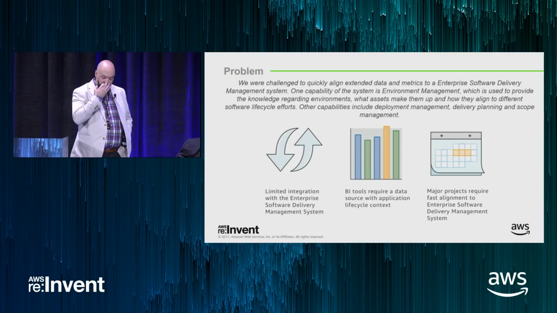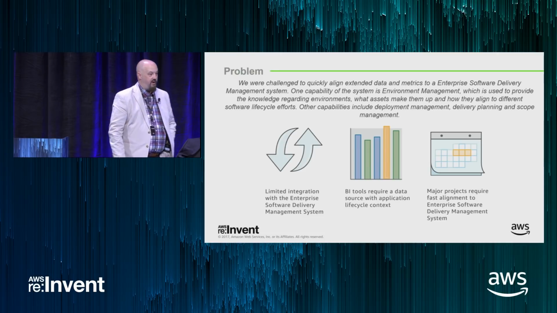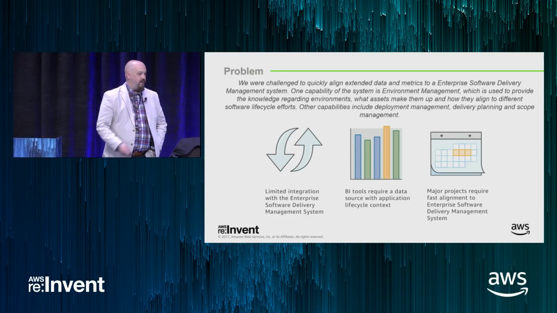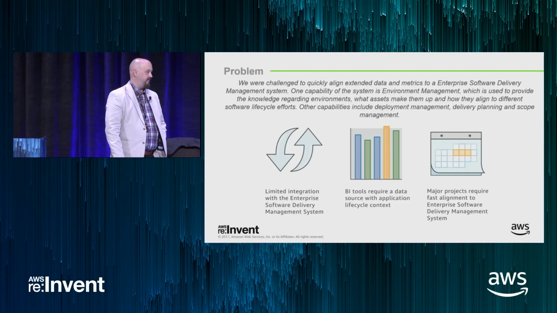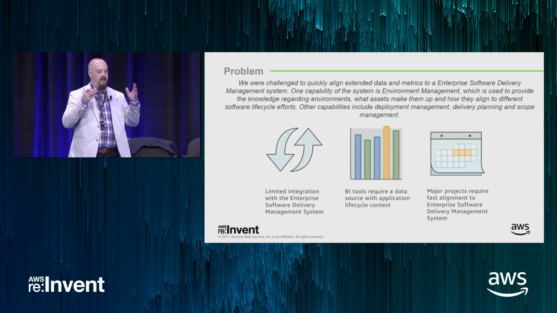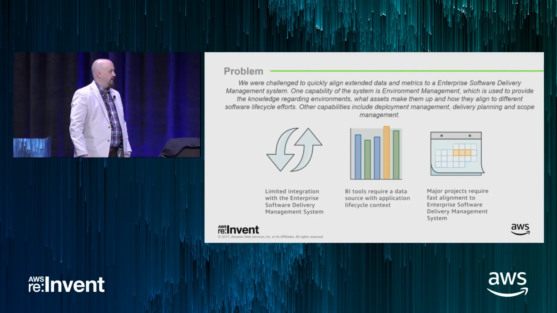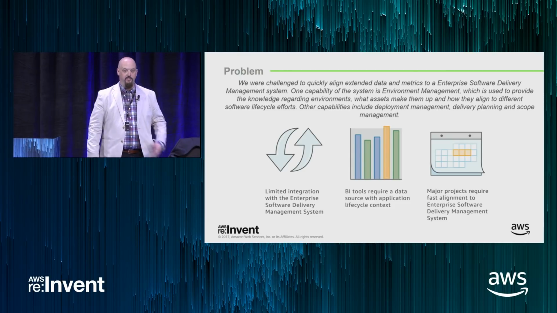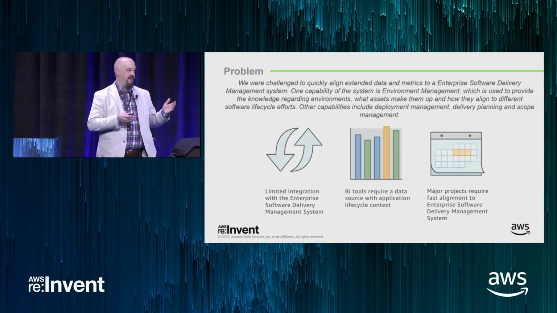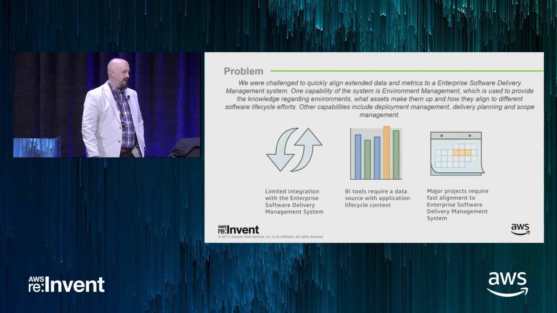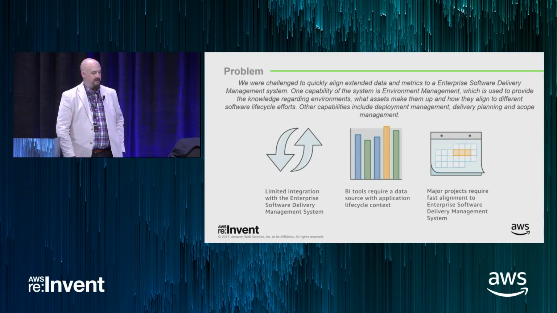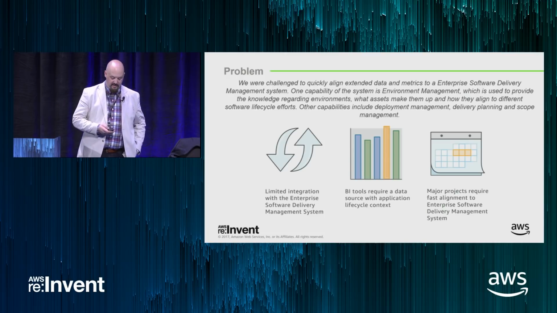Our challenge started with, we didn't have many integrations at all with our enterprise system. We had a lot of the BI teams that wanted access to the data in the software delivery management system itself, plus the data that we were going to take and align to the context of an application. And these projects, as most people probably recognize, have a certain time frame. They want it now. We needed to get the data from the raw state up to the system itself so they could use it in a relatively short time frame.